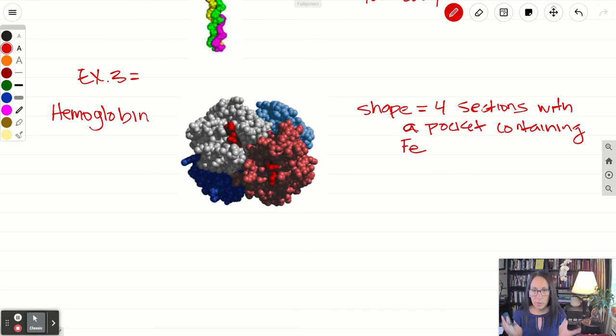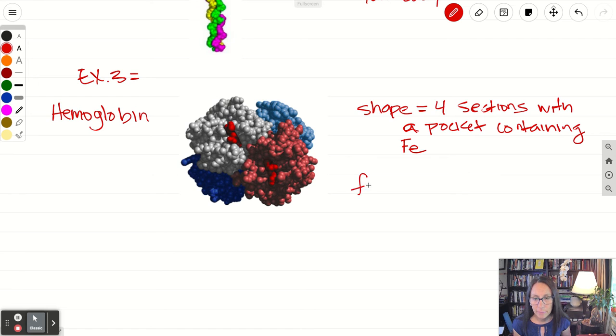It has this round shape with 4 different sections with an iron atom in the middle, and the iron binds to oxygen. And the function of hemoglobin, as you probably know, is in your blood, and it goes to your lungs, and each of those 4 irons will bind to an oxygen that you're inhaling through your lungs, and is taking oxygen to the rest of your body. So it is an oxygen carrier.